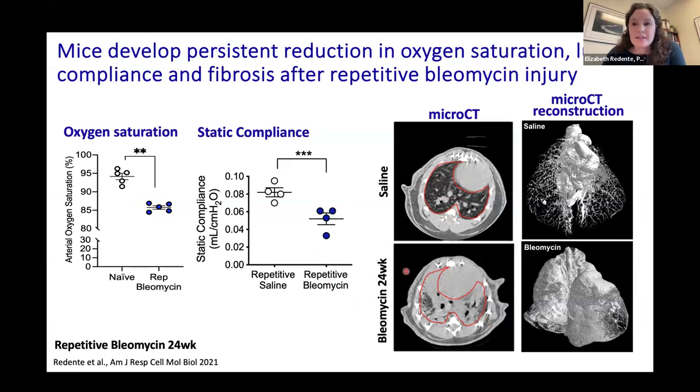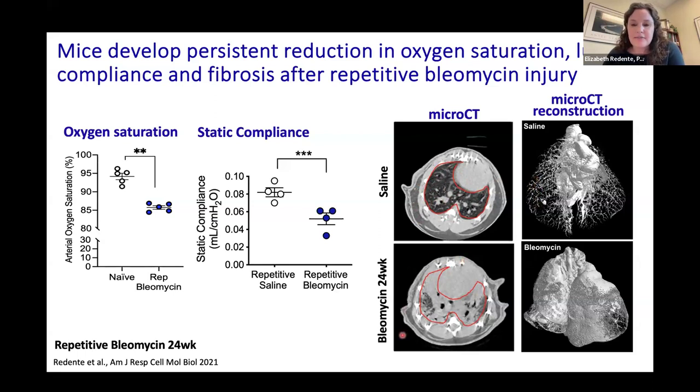The first images are cross-sectional planes. This is a saline lung. I've outlined the lung area for you in red. The dark is airspace. These white occlusions in the control are really the vasculature. This is blood. And we can see the vasculature in this 3D reconstruction here on the far right.